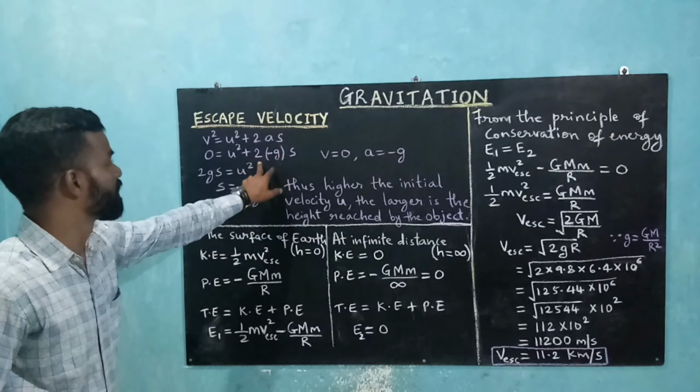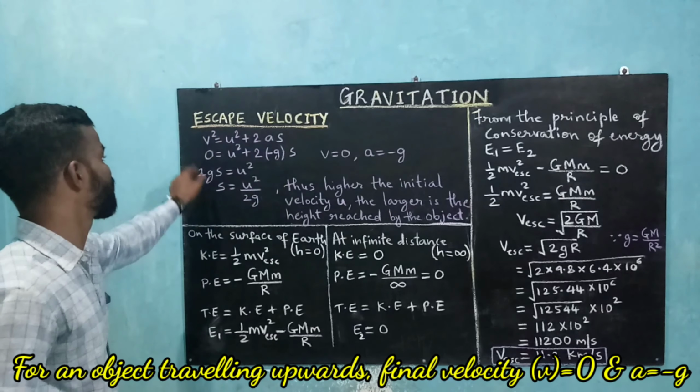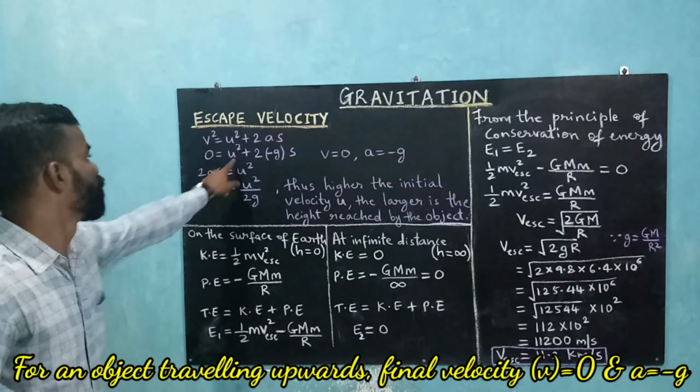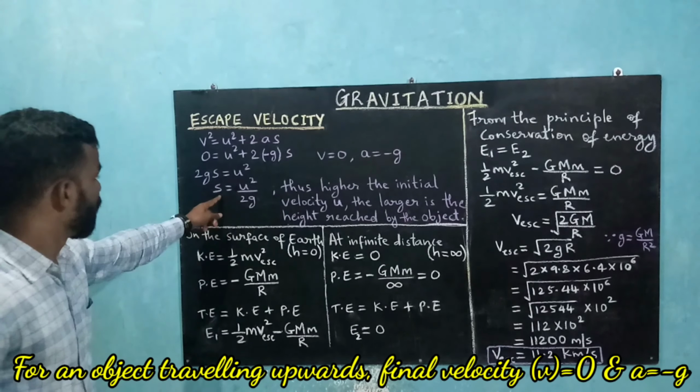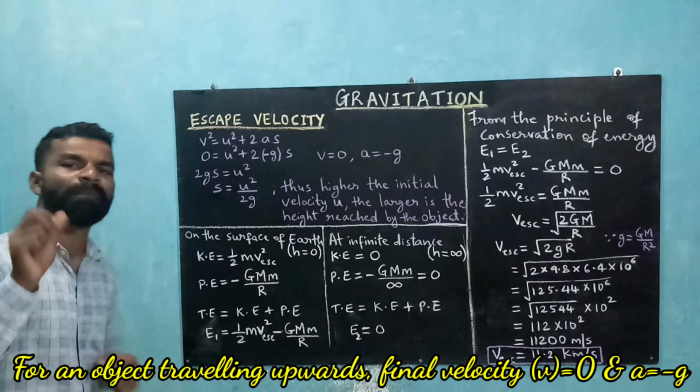Then this minus 2gs you can take to the other side, it will become plus 2gs. u square will remain on the same side. So 2g comes in the denominator on the other side. So s is equal to u square divided by 2g.